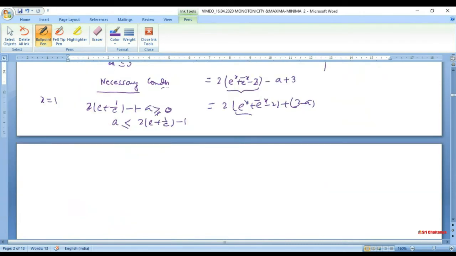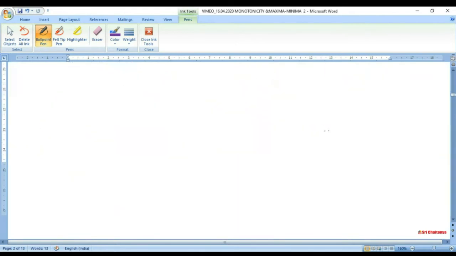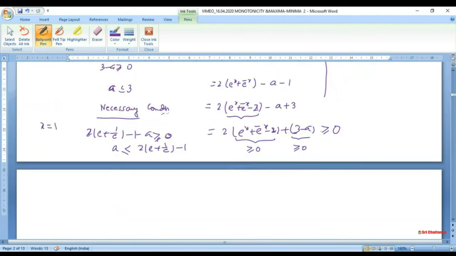So this we know is greater than or equal to 0, because the sum of a number and its reciprocal is always greater than or equal to 2, and this is greater than or equal to 0 by condition. So we have proved that indeed under this assumption, this is greater than or equal to 0, and so we are done. We have proved both.